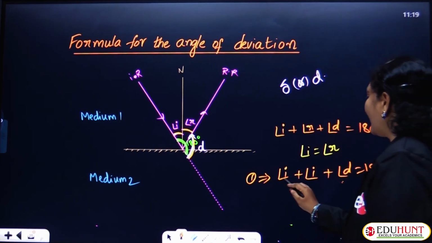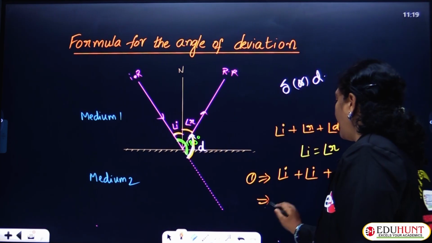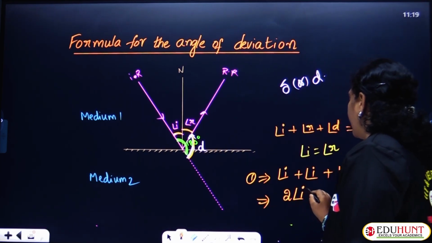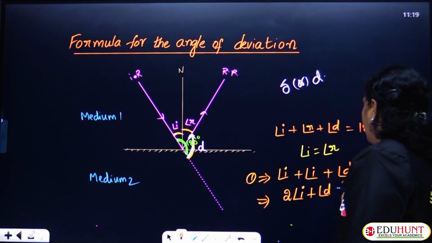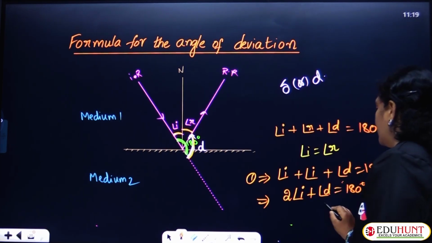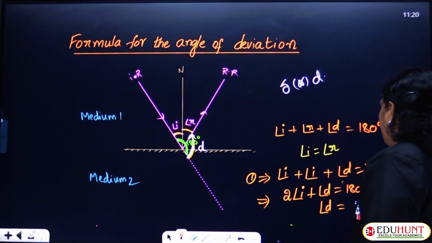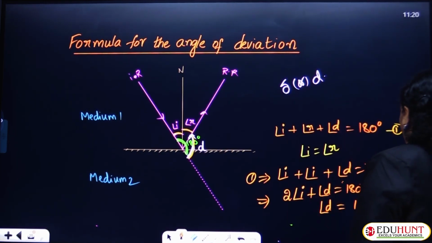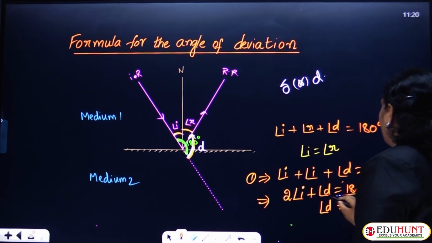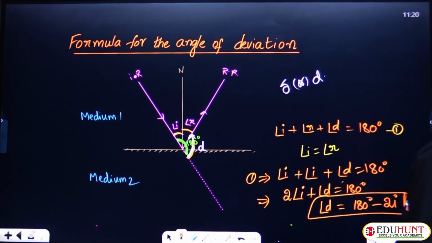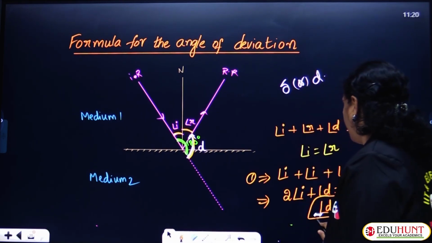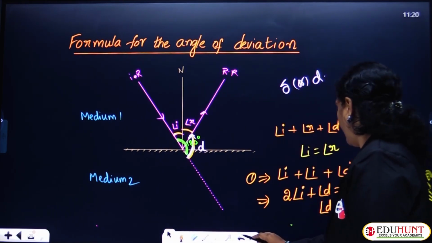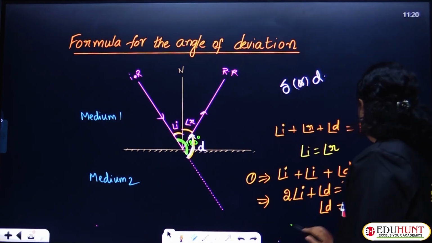Okay. What is angle I plus angle I? This implies 2 times angle I plus angle D must be equal to 180 degrees, or angle D is found to be 180 degrees, bringing the 2I to the other side. So, either you write 2 times angle I or simply 2I, which makes the same sense. So, angle of deviation D is equal to 180 degrees minus 2I. I will be simply writing this, children. Okay, 2 ways I will write.